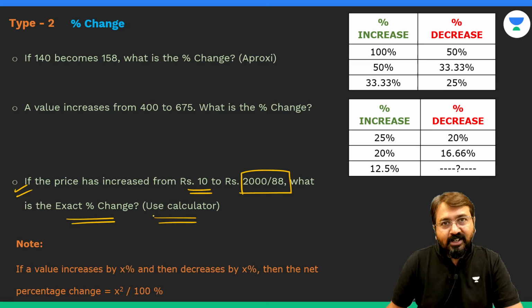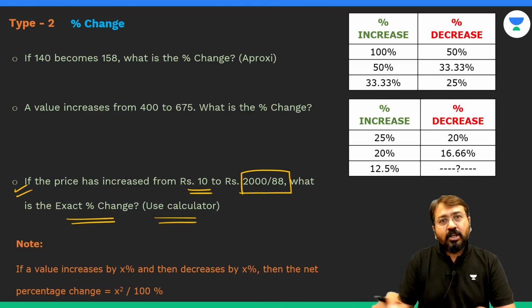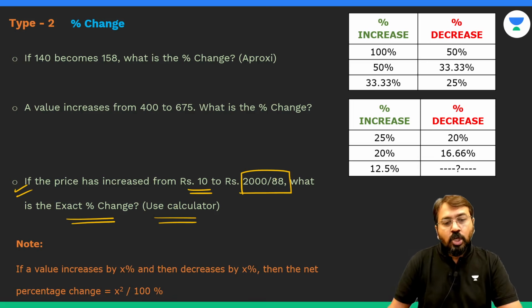And you can use calculator. You know that in CAT, calculator is allowed, right? So sometimes you are given exact answers or very close answers because they know you can use calculator. So guys, what you can do is simply divide 2000 by 88. So you will get 22.72. When you divide 2000 by 88, you will get this value.